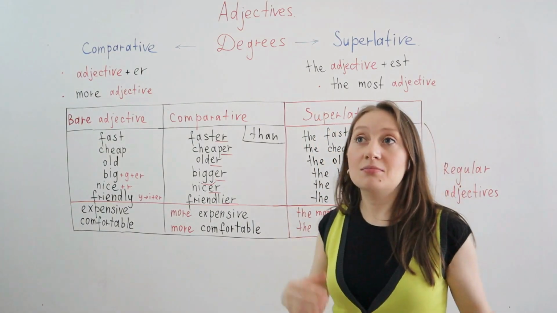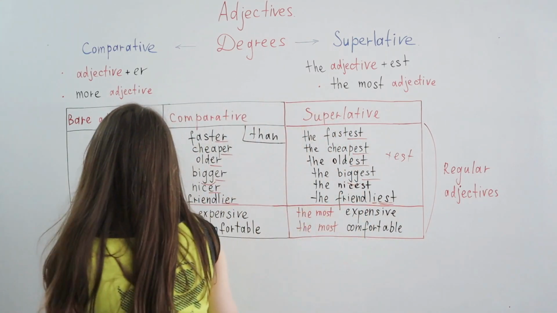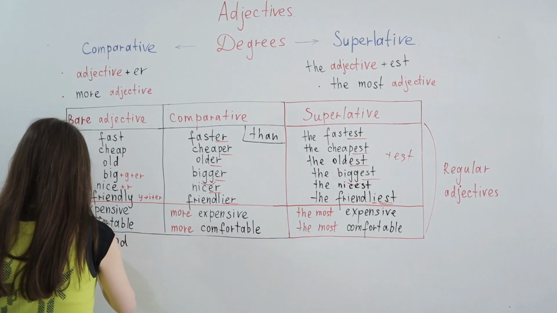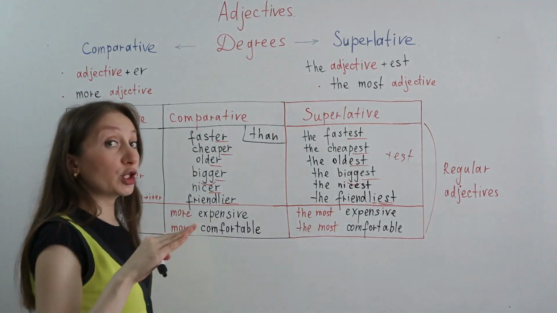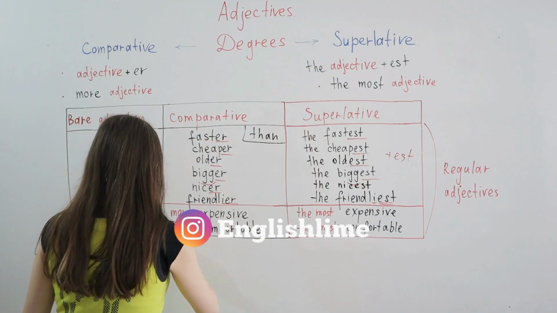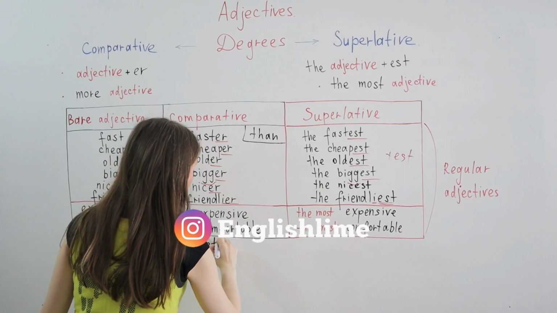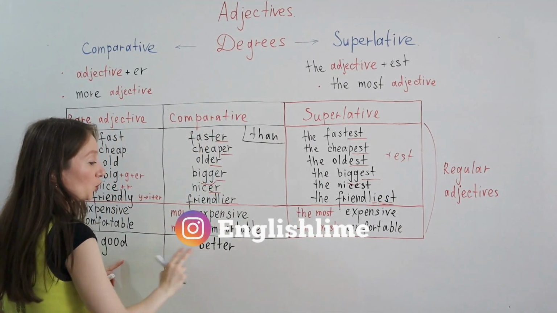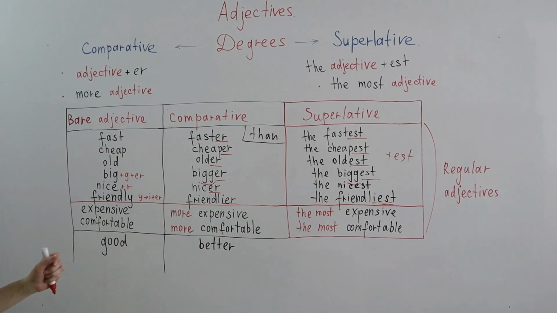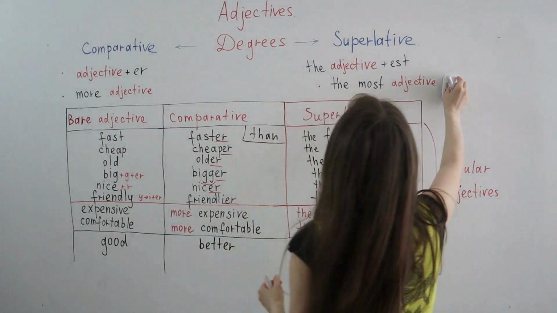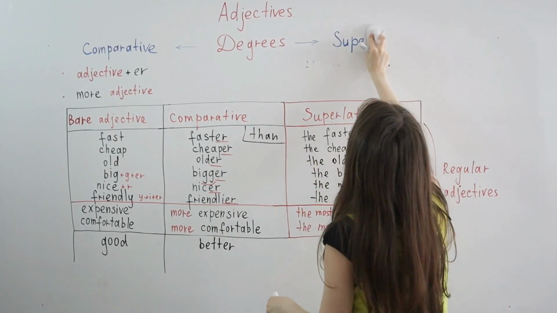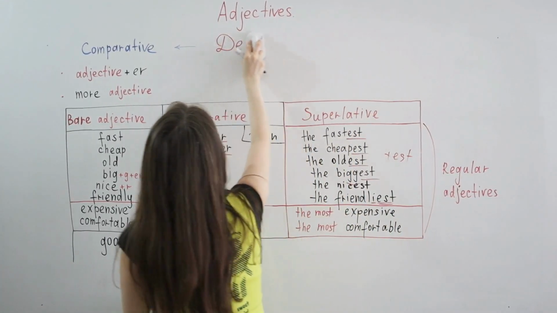The first one is good. Everybody knows this adjective, I think. Good, better. So you see, completely different words. You just have to remember it, right? So let me write the example. I'm going to write it here. So I think you remember the structure. So I will clean it really carefully.